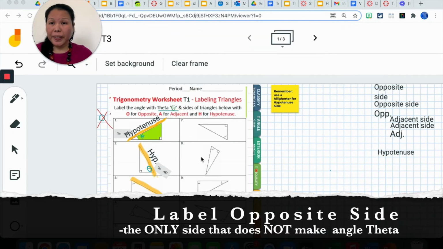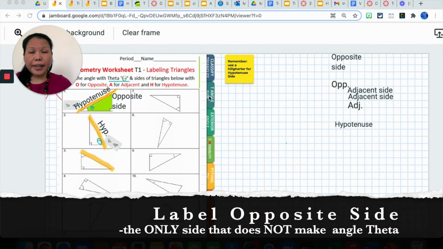For the opposite side, that is the side that does not make the angle theta. There are 2 sides that make the angle. I will go ahead and use the laser to point it out. Here's the side that makes the top angle. Here's another side that makes the angle. The only side that doesn't make this angle is the side that we will label opposite.